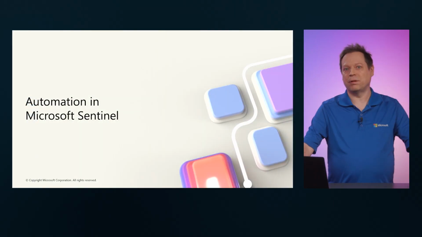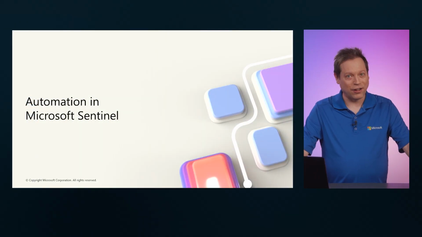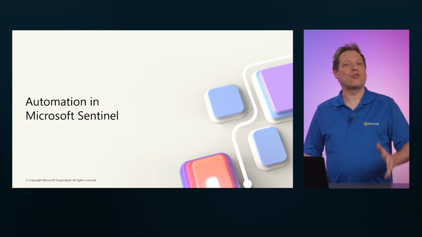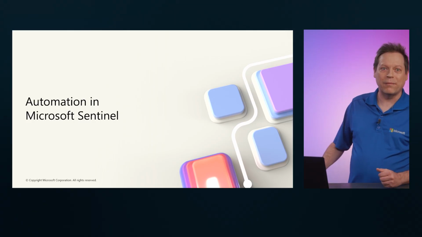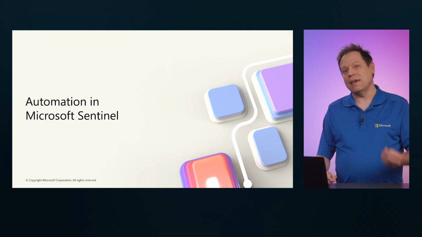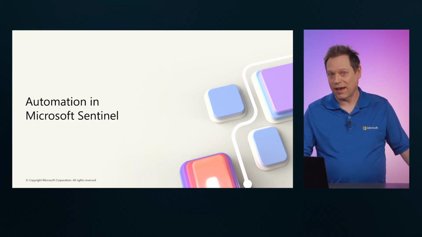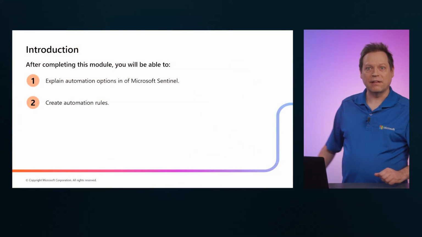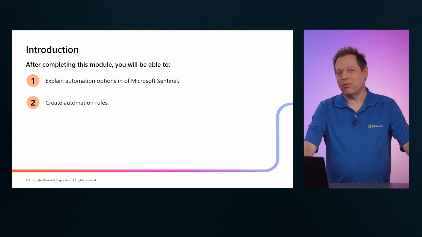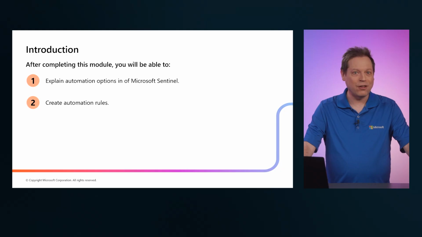With detection in place, the next step is automation, because even a great alert can overwhelm a team if every incident requires the same repetitive triage steps. After completing this module, you should be able to explain the automation options available in Microsoft Sentinel and create an automation rule to standardize and streamline incident handling.